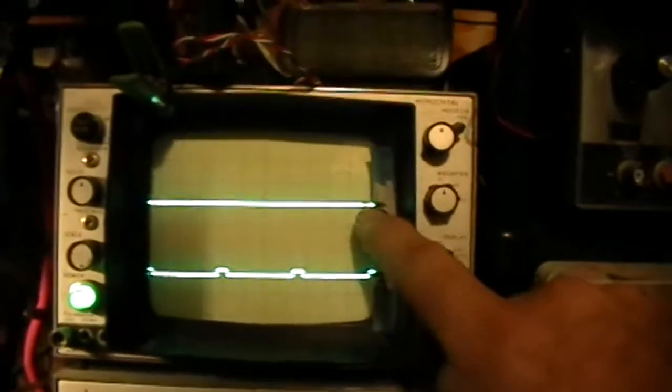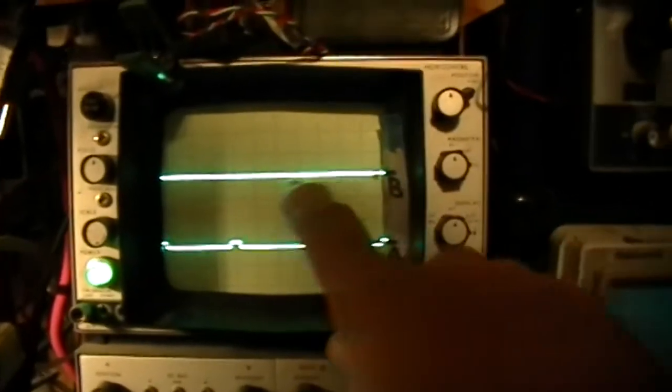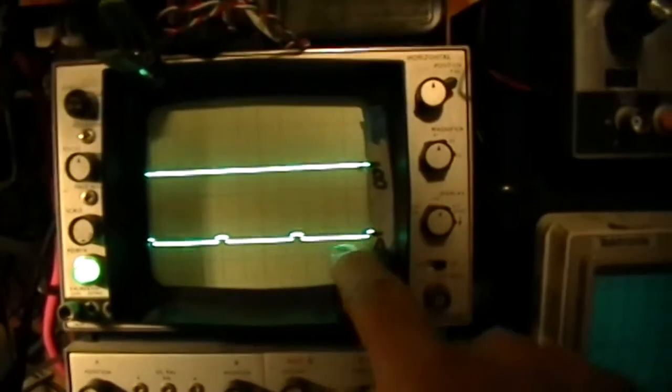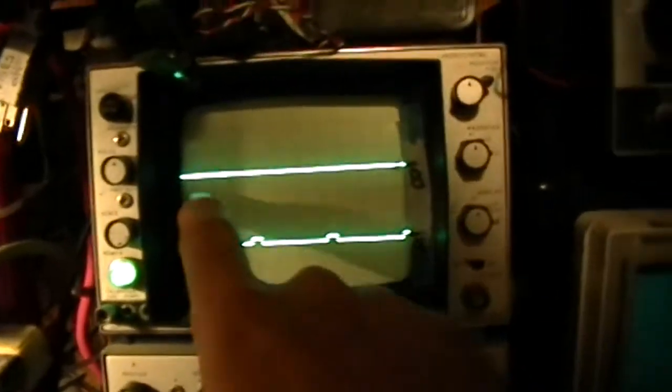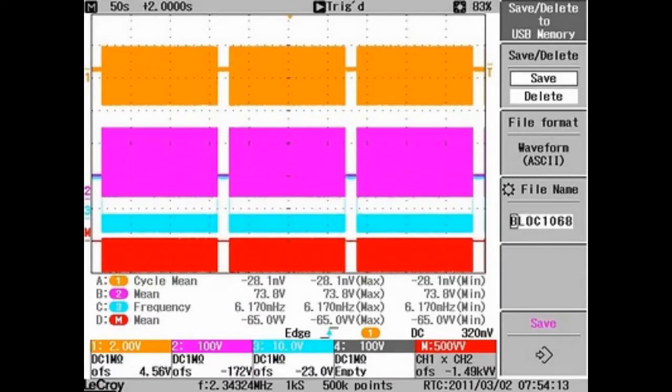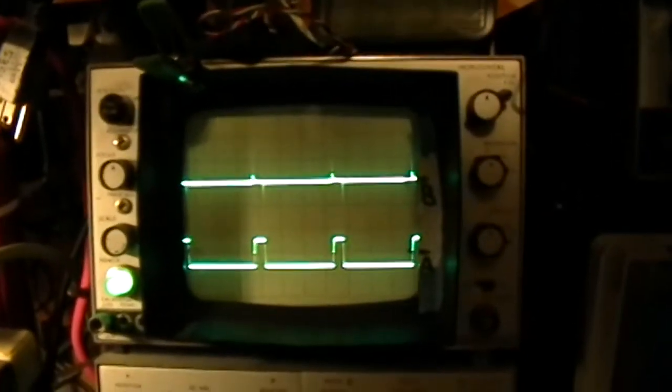Alright, now remember that the B trace here is monitoring the current through the current viewing resistor. The A trace is monitoring the gate signal. This is the blue trace, this is the golden yellow trace. Now as I turn up the amplitude of the function generator, look what happens.